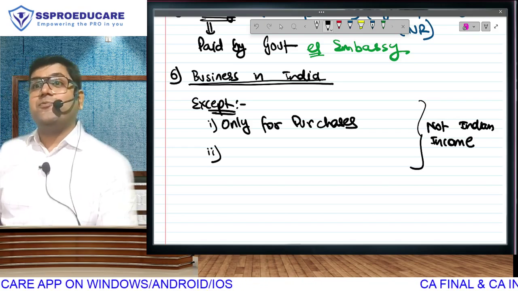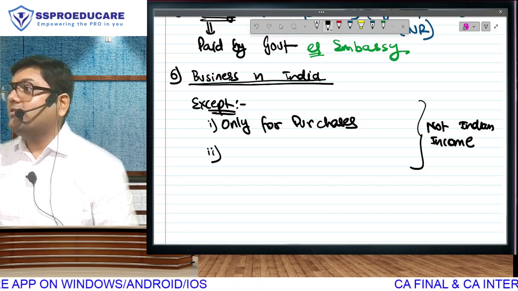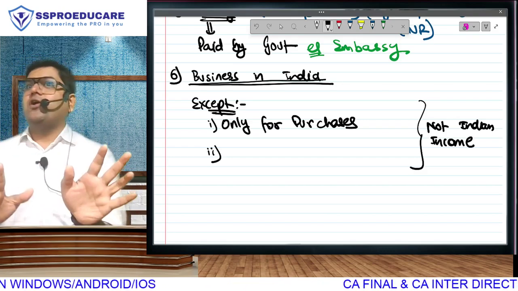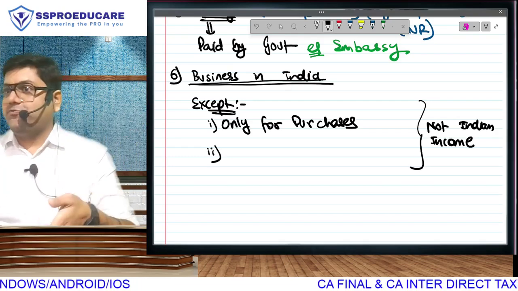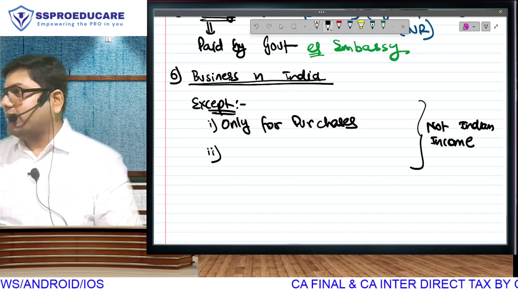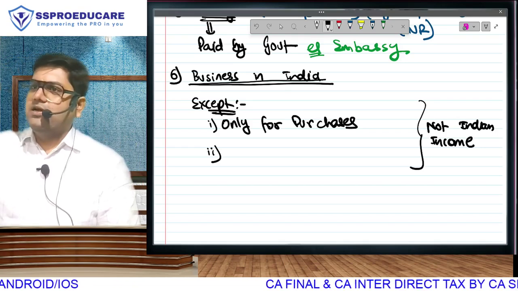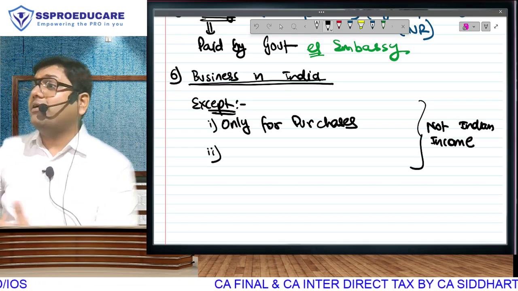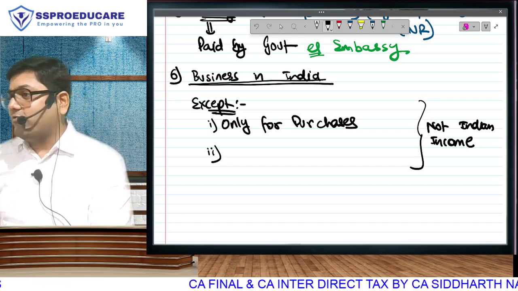And plus, if they are coming for purchasing, they are coming with their foreign currency. So we are more than happy. Come here for purchasing, purchase and go away. Sales you make outside. Because sales if you do in India, then it will be obviously Indian income. But sales you do outside, do everything outside. We won't make your income taxable in India. We are happy about the fact that you are purchasing things in India with your foreign currency.